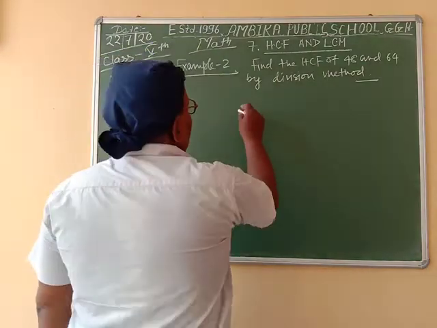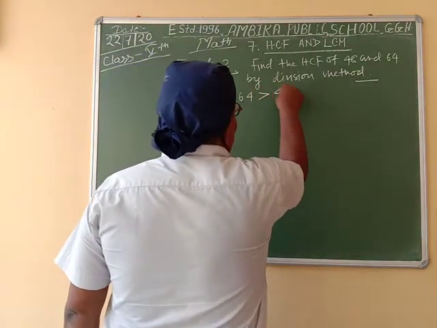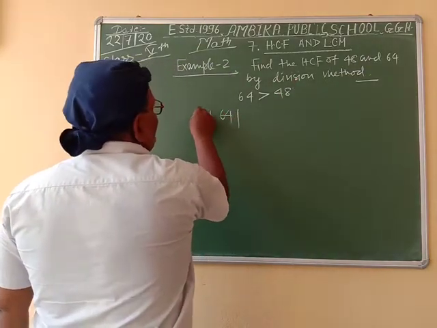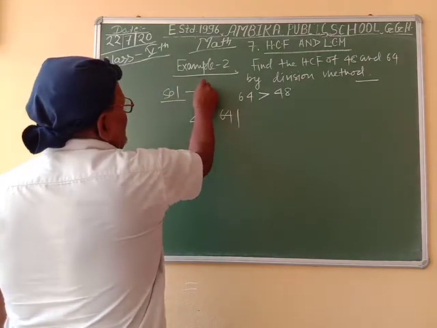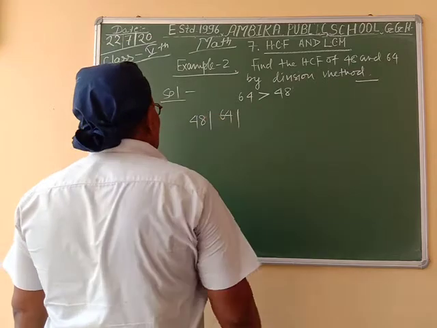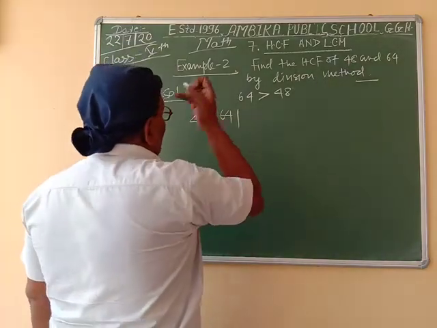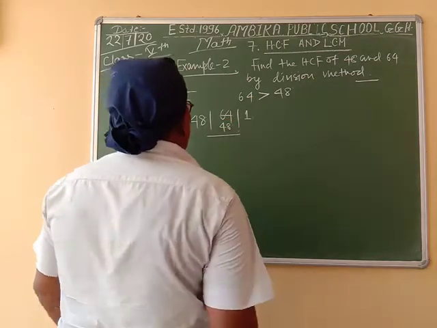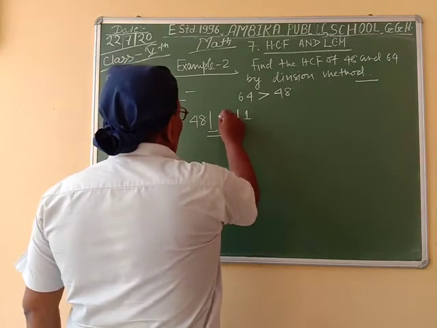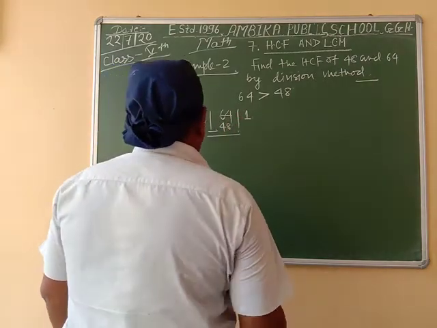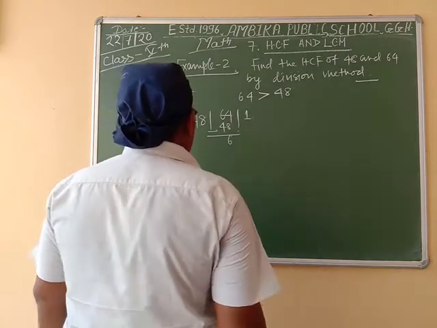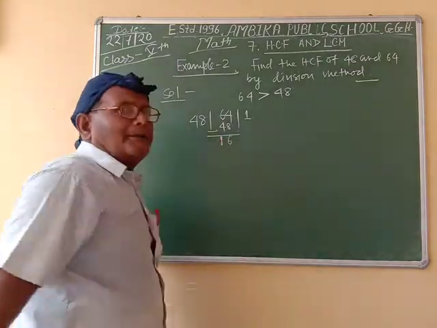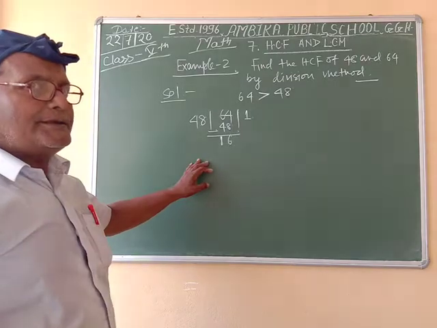Here we see that 64 is greater than 48, so we divide 64 by 48. Taking quotient 1, we write 48 below the dividend, and on subtracting we have remainder 16. If the remainder is 0, then the division process ends.